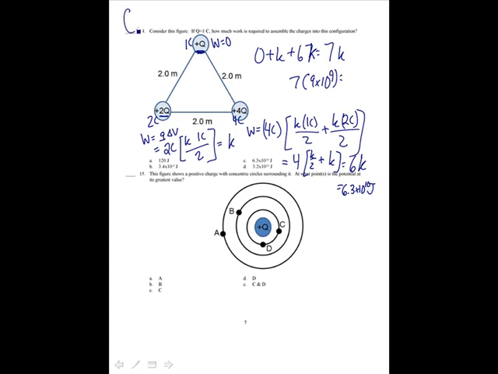Number 14 is C. This figure shows positive charges with concentric circles surrounding it. At what point is the potential at its greatest value? Well, V is KQ over R. So if R is small, that means that V is big. So at the smallest radii, points C and D. C and D are on an equal potential line, so they have the same potential, and that potential is the greatest potential. So that number 15 is E.